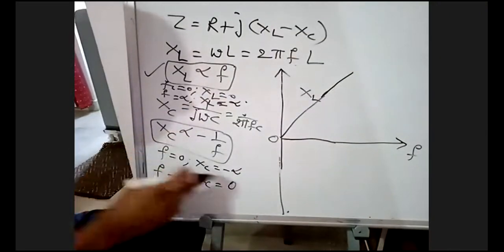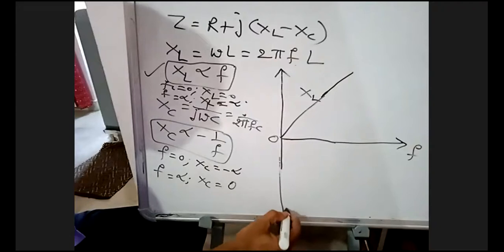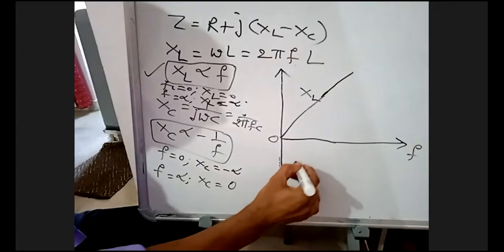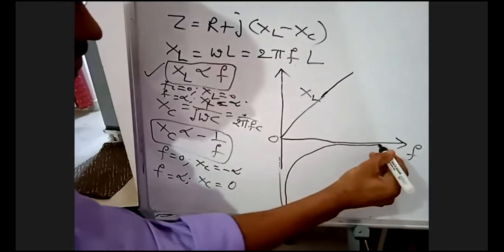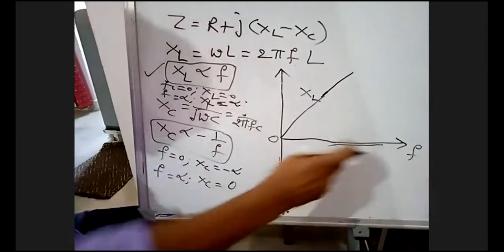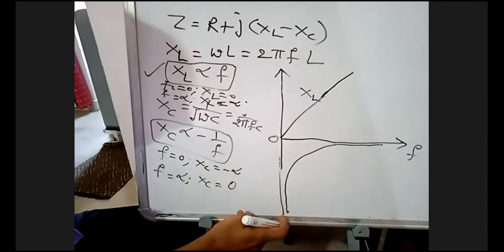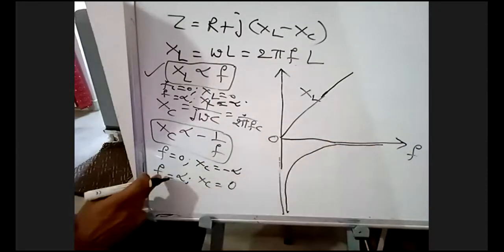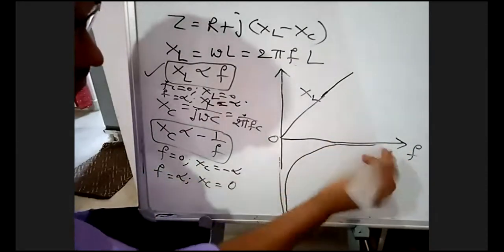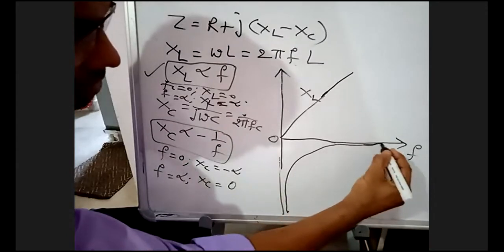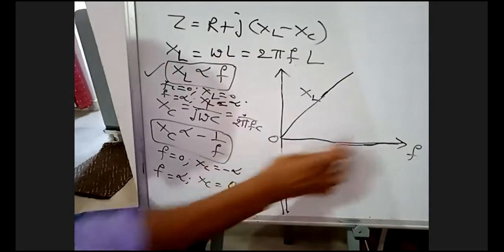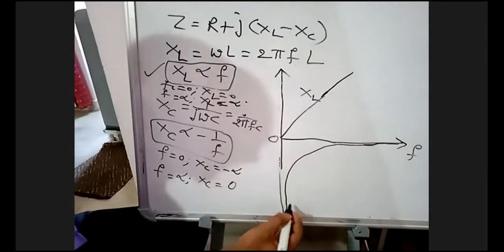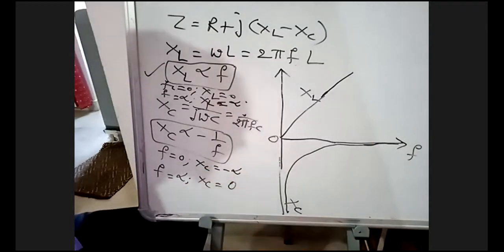But your XC is varying from minus infinity to 0. When F is 0, it is minus infinity. When F is infinity, it is coming to 0, like this. At infinity, it will touch the x-axis. It will touch the 0. This is XC.